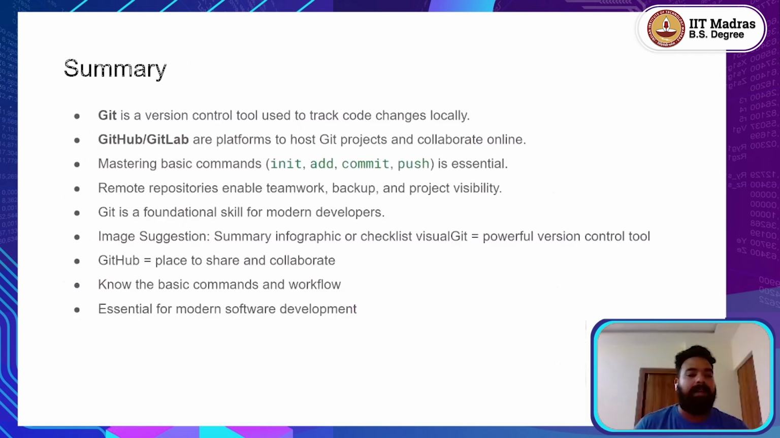GitHub and GitLab are platforms that host Git repositories online and provide collaborative features to make teamwork more efficient. Mastering the basic commands like init, add, commit, and push is crucial for any developer. Remote repositories play a vital role in enabling collaboration, providing backup, and enhancing project visibility. If you aim to be a software developer, proficiency in Git is not optional, but it is foundational.